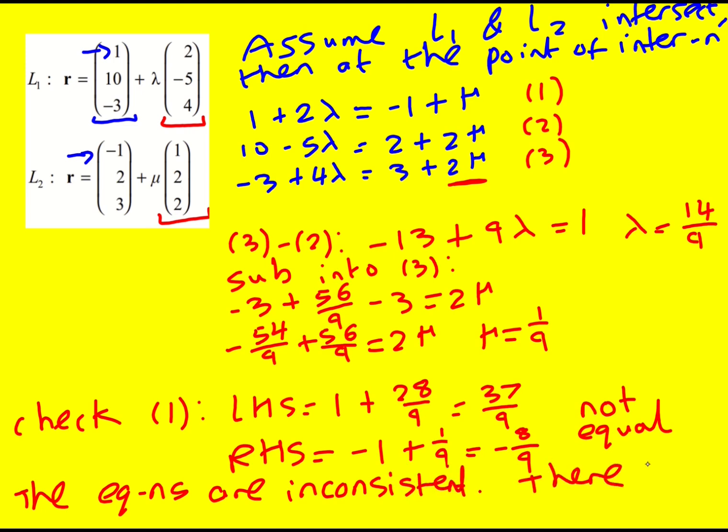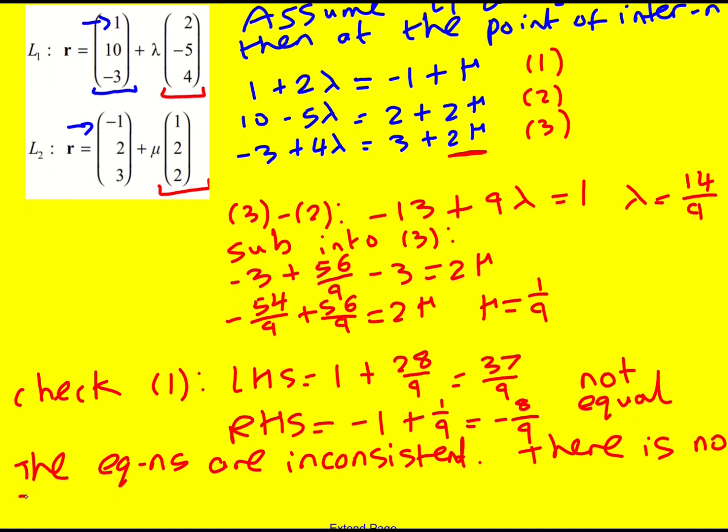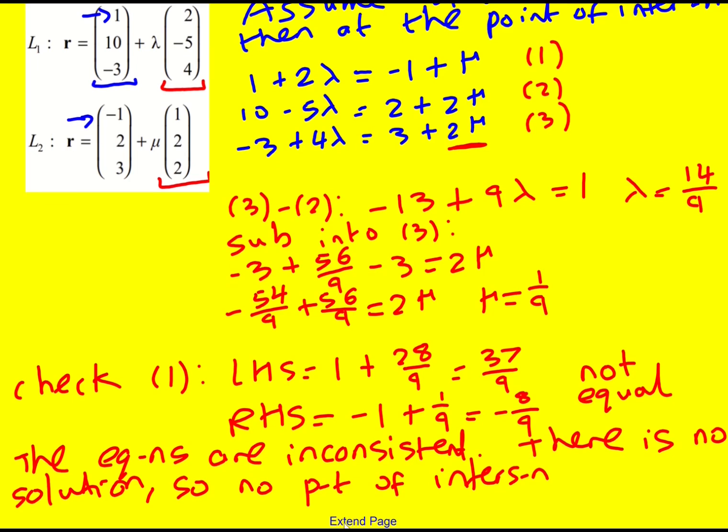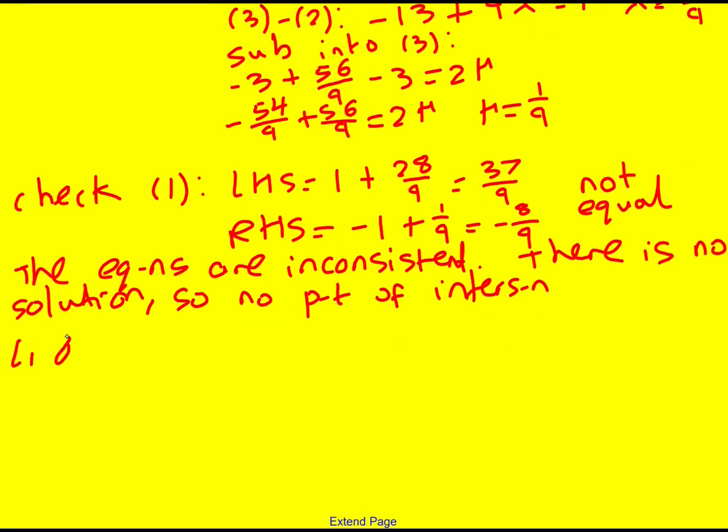There is no solution. So no point of intersection. And to conclude, L1 and L2 are skew.